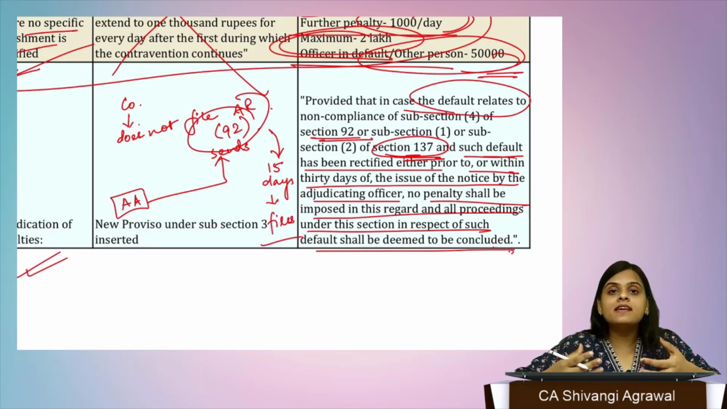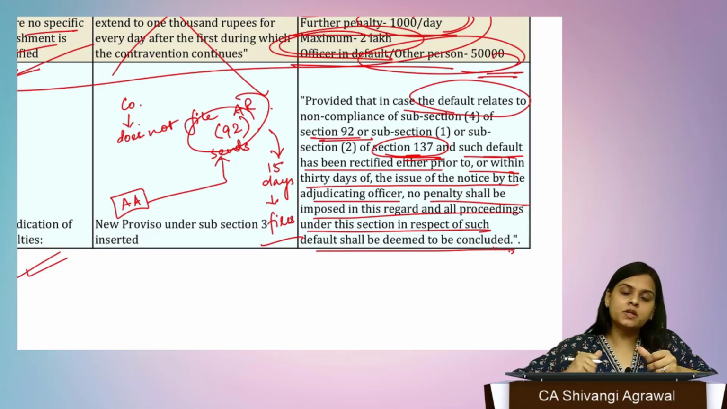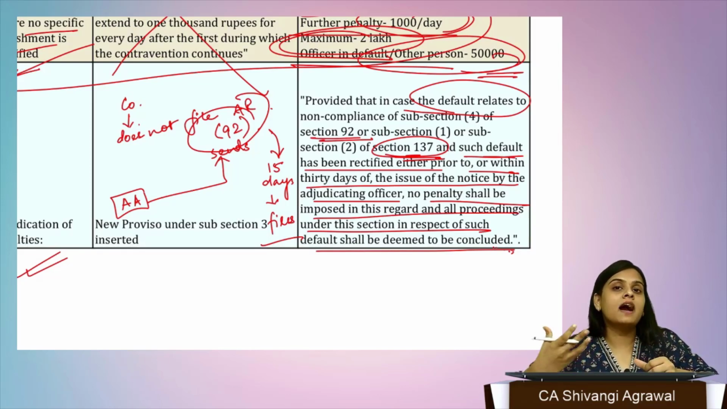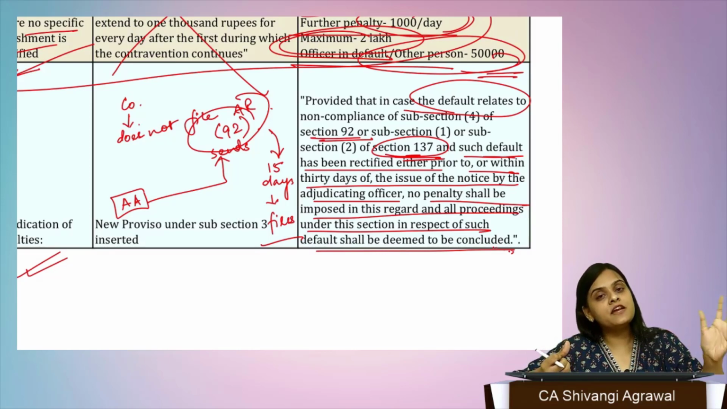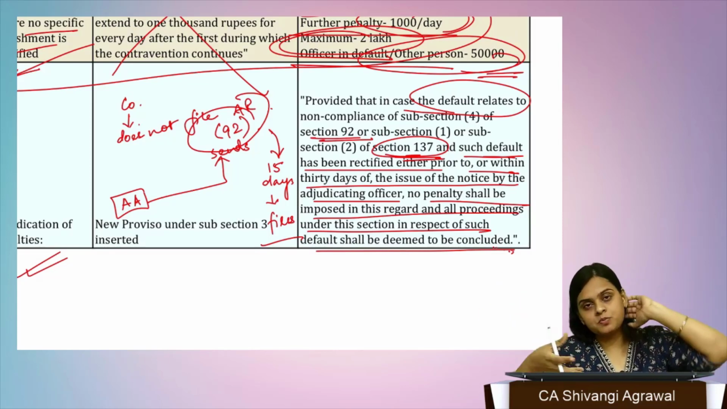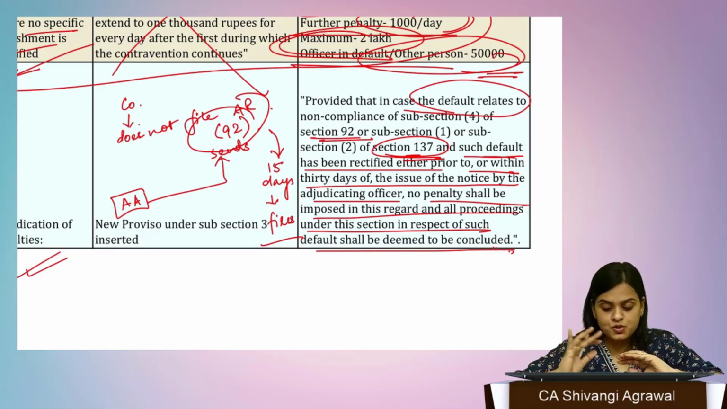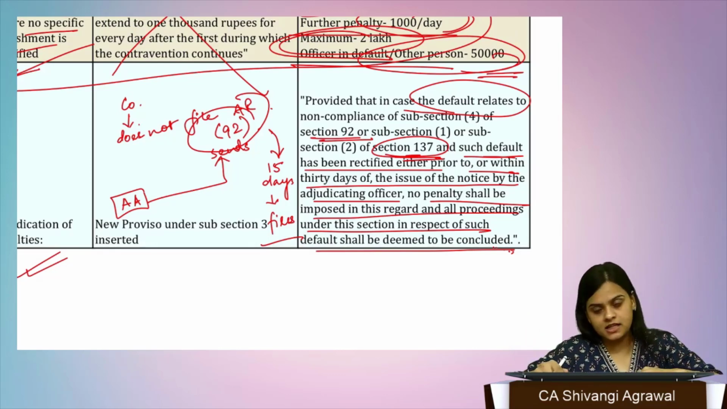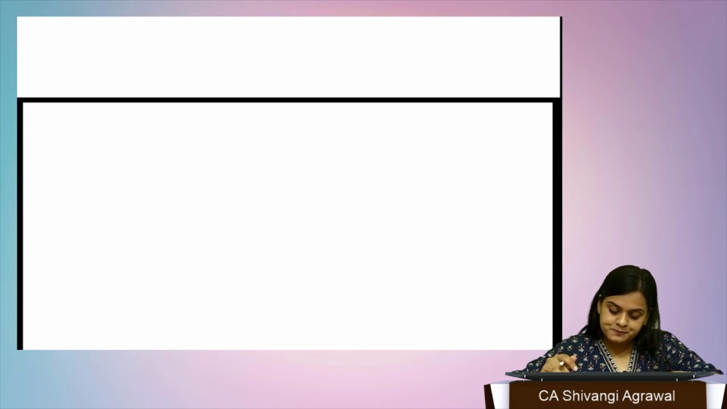This is to encourage more filing of annual return and financial statements. So now the companies will respond quickly to the notices, because they know that if I file within that notice period, I will be saved from that penalty, which is just heavy penalties which are being imposed by the adjudicating officers. So the penalty will not be imposed in this regard, right?